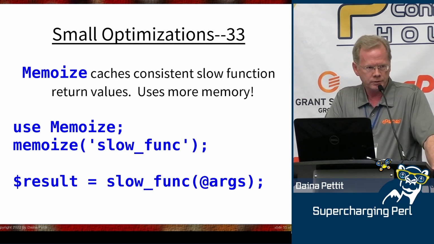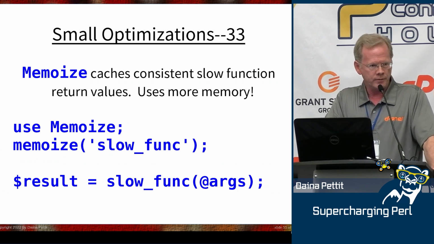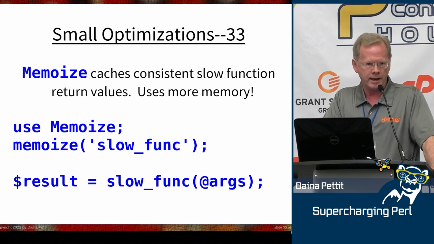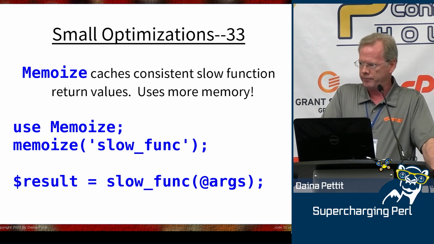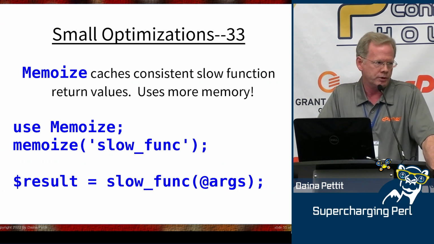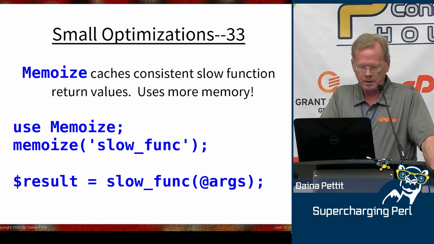Memoize is actually a module. You can say use Memoize, and then you tell it the name of a function. And what it does is every time you call that function, it will cache the value based on the arguments that are passed to it. And so if those same arguments are passed, it won't calculate that value in the function. It'll just return the value that it did before. So it's just a caching system.